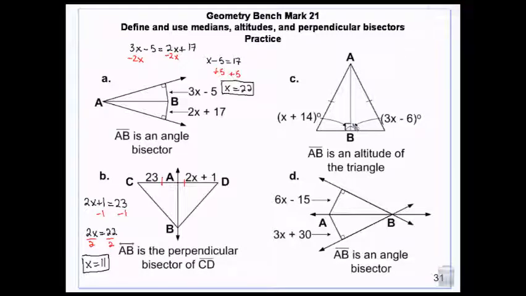If AB is an altitude, these are both equivalent to each other. So 3x minus 6 is equal to x plus 14. Subtract x. 2x minus 6 is equal to 14. Add 6. Get 2x equals 20. Divide by 2. X equals 10.